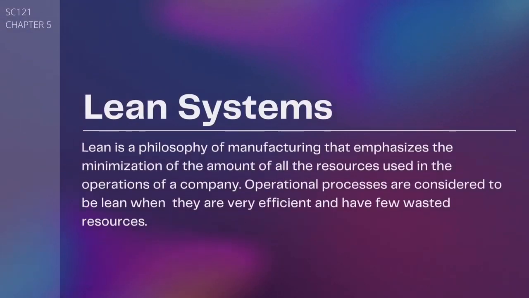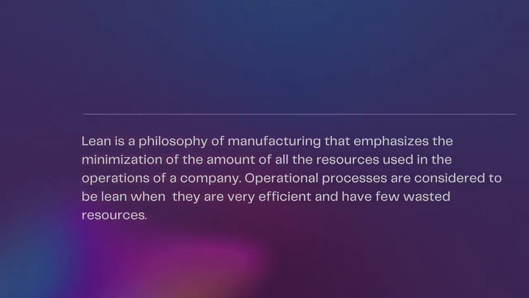Lean systems. Lean is a philosophy of manufacturing that emphasizes the minimization of the amount of all the resources used in the operations of a company. Operational processes are considered to be lean when they are very efficient and have few wasted resources.